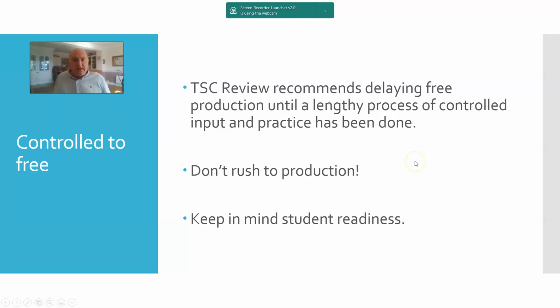I'd agree with that totally. Don't rush to production. That's when you get lots of mistakes, and that's when students feel they can't do it. That's when they lose their sense of self-efficacy and begin to think, "I'm not very good at this." And keep in mind, from your knowledge of your class, is this class ready for this point of grammar? The NCELP in their training PowerPoints make this point too. Keep in mind, is this class ready?